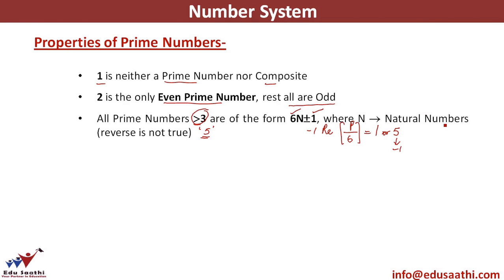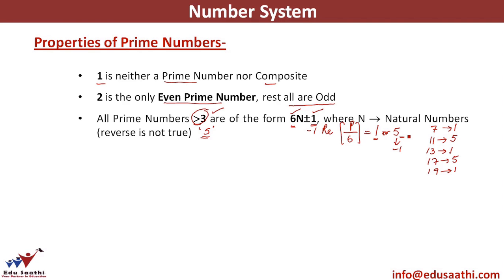So if you look at the number 7, it is giving you a remainder of 1. You look at 11, it is giving you a remainder of 5. 13, giving you a remainder of 1. 17, giving you a remainder of 5. 19, giving you a remainder of 1, and so on. So all the prime numbers when divided by 6 would give a remainder of either plus 1 or minus 1. So I would write it as plus 1 or minus 5.